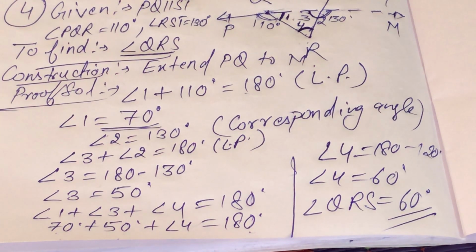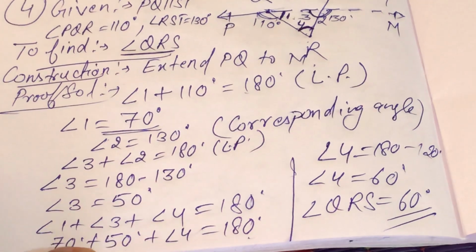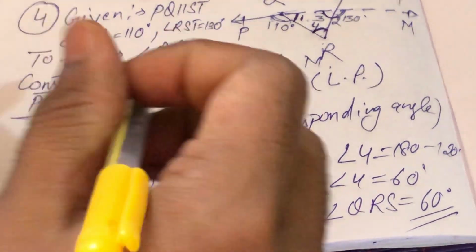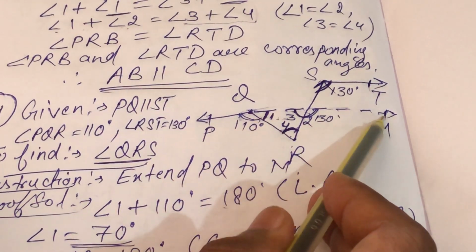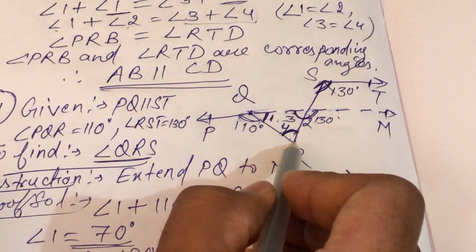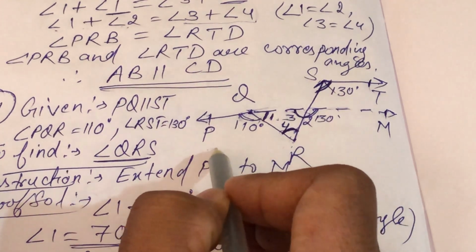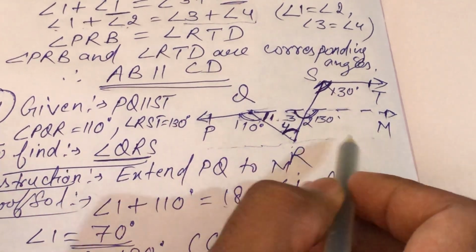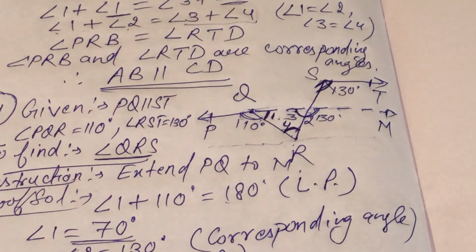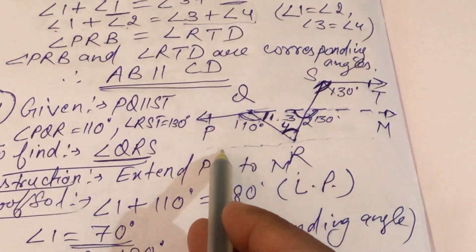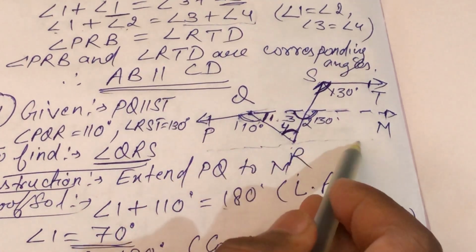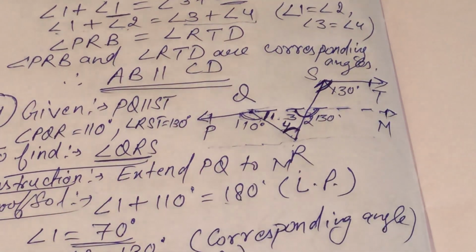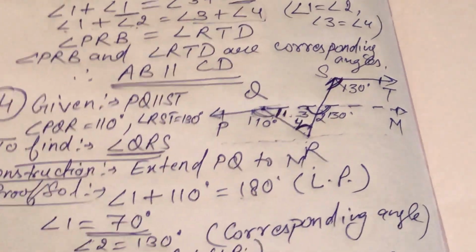There are other ways also. You can try to find it in other ways. You can also see what I have done: I have extended this PQ like this. You can also draw a parallel line through this point R, and then also you can solve. Try to solve by taking a line through this point R parallel to PQ and ST. Okay, so let's move to the next one.